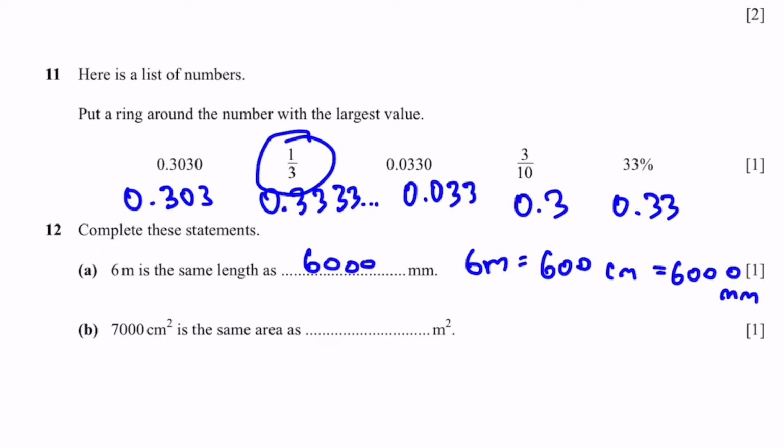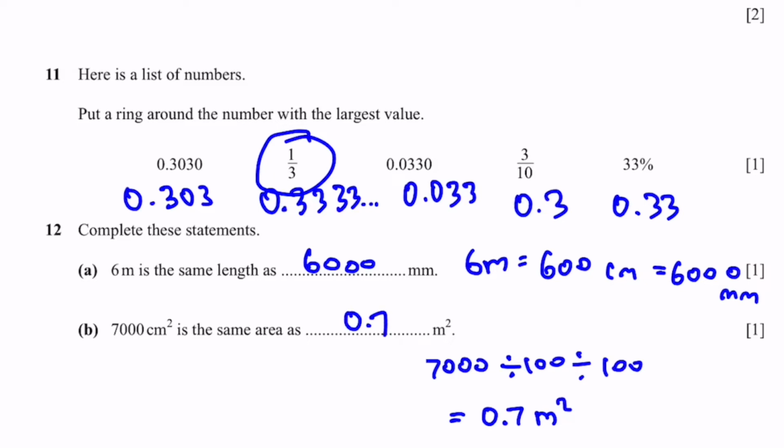6,000. 7,000 centimeters squared is the same area as dash meters squared. So we have to do 7,000 divided by 100. Not yet, because notice the unit is centimeters squared and meters squared. So we have to divide again by 100. So that's equal to 0.7 meters squared if you calculate it properly. And the answer is 0.7.